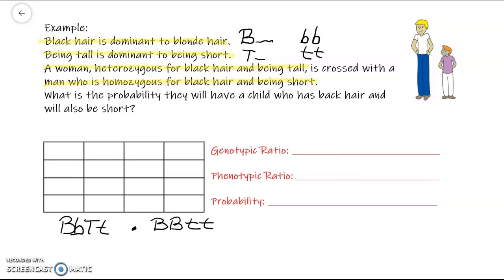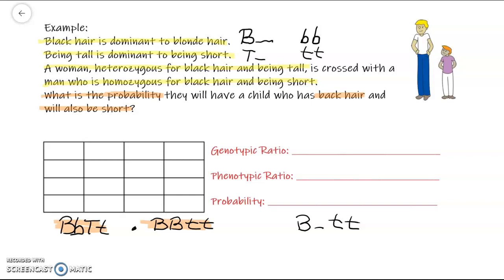If we finish out our problem now, let's see what it wants us to answer. What is the probability, percent or fraction, that they will have a child who has black hair and will also be short? So I'm looking at the possibility that this parent and this parent are going to produce a child that is this genotype. That would give them black hair. It doesn't matter what the second allele is, could be dominant or recessive for the B gene, and fully recessive for the T gene to be short. That's what we're looking for as our answer.